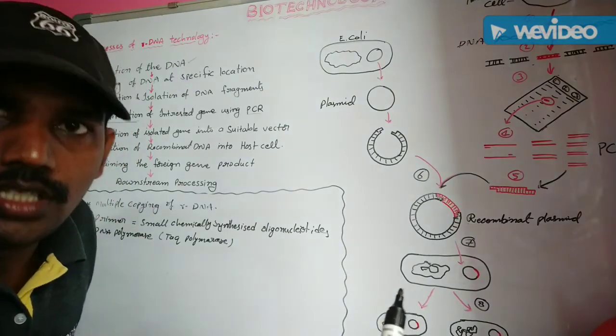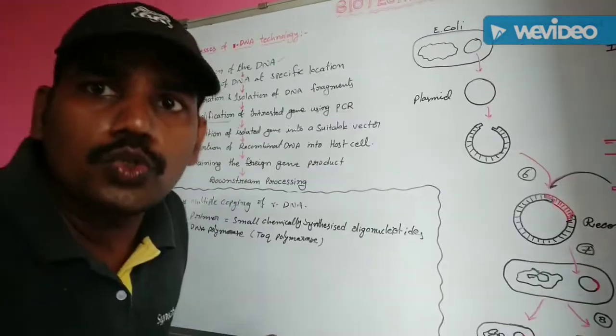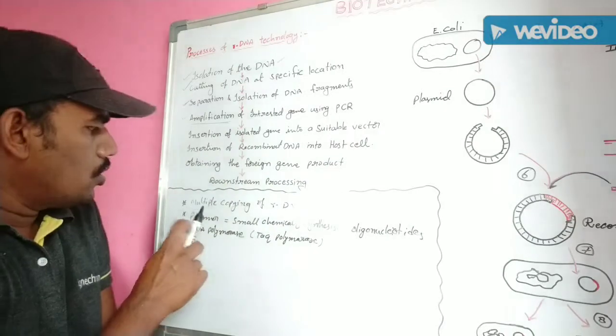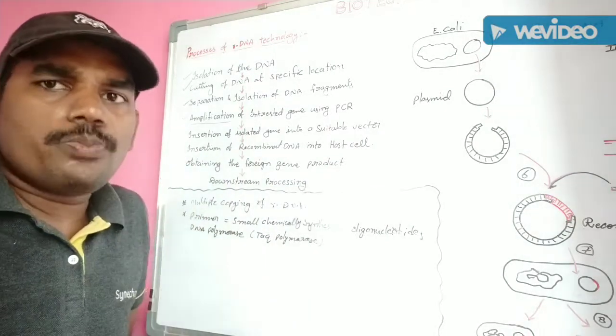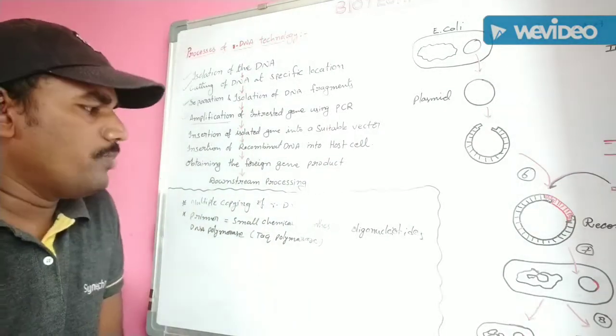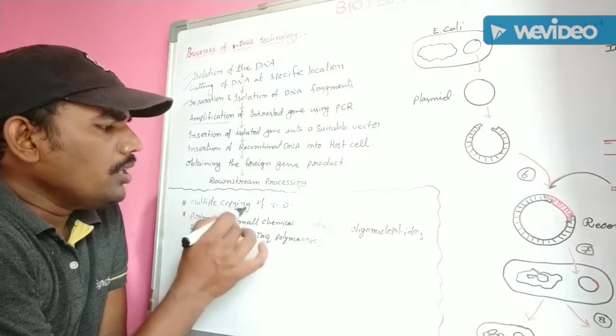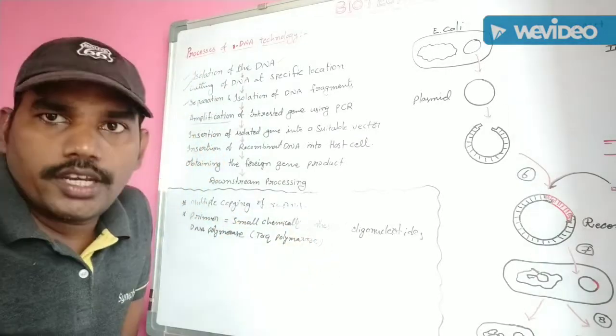In this polymerase chain reaction process, you are using two sets of primers. That means the polymerization process is mainly multiple copying of rDNA, recombinant DNA.